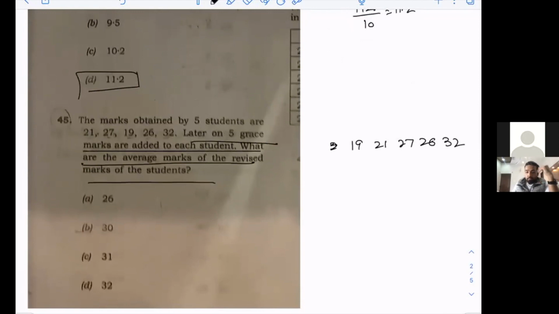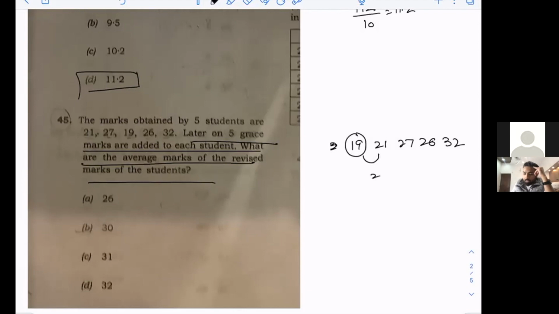averages. Fourth question: the marks obtained by 5 students in a class are 19. We write them in order: 19, 21, 27, 26 and 32. Later on, 5 marks grace was added to each student. What is the average marks for the revised marks? Everyone gets 5 added. First let's find the current average.